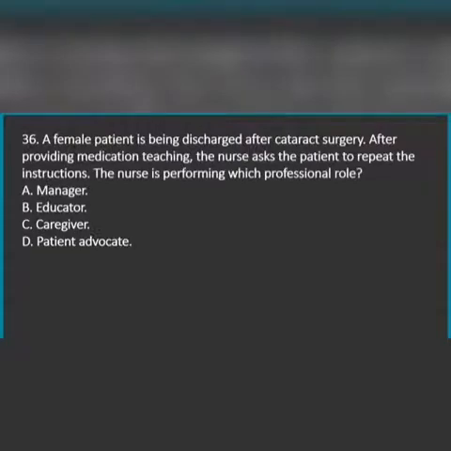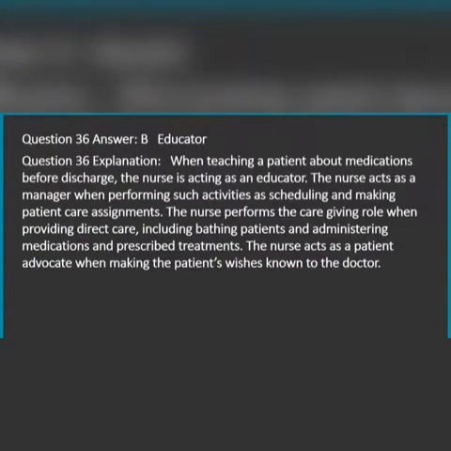The nurse is performing which professional role? A. Manager. B. Educator. C. Caregiver. D. Patient advocate. Question 36 Answer. B. Educator. Question 36 Explanation. When teaching a patient about medications before discharge, the nurse is acting as an educator. The nurse acts as a manager when performing such activities as scheduling and making patient care assignments. The nurse performs the caregiving role when providing direct care, including bathing patients and administering medications and prescribed treatments. The nurse acts as a patient advocate when making the patient's wishes known to the doctor.